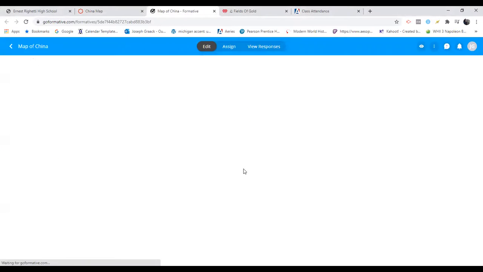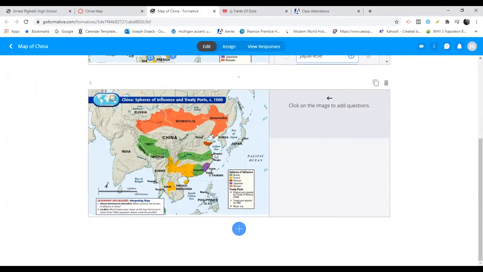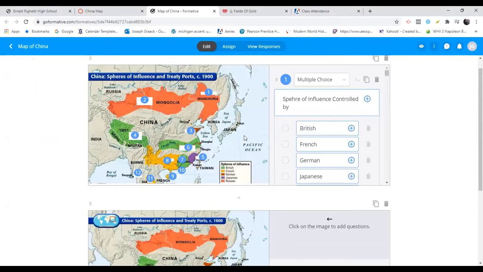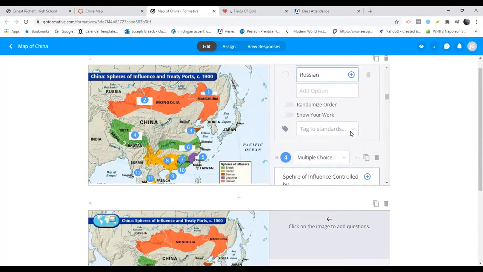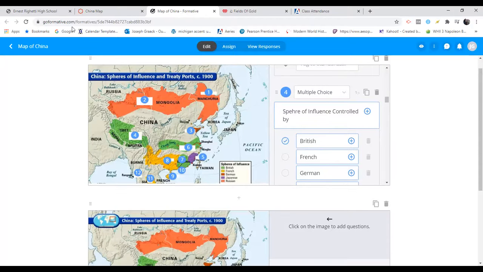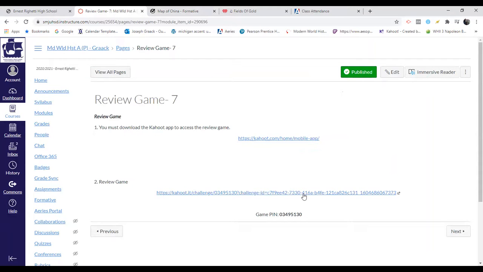There is a map of China that talks about the spheres of influence of the French, the Germans, the Russians, the Japanese. So basically, you're just going to take these areas here of the British, the French, the Germans, the Japanese, and the Russians, and identify those there. And so basically, you're just going to fill that in terms of a multiple choice. And then there is a short quiz on that. These are the review questions here that you can practice as many times as you want.